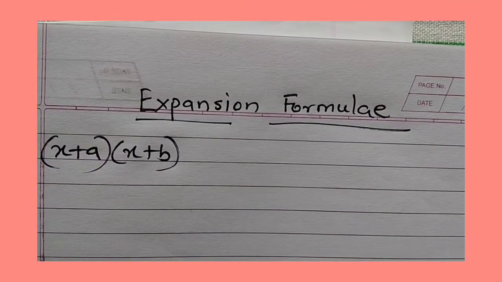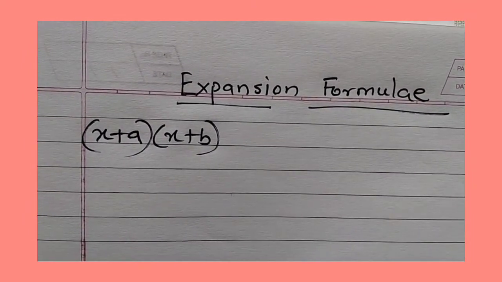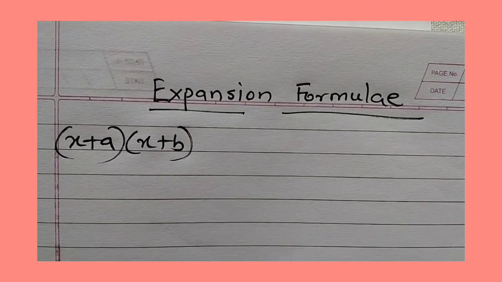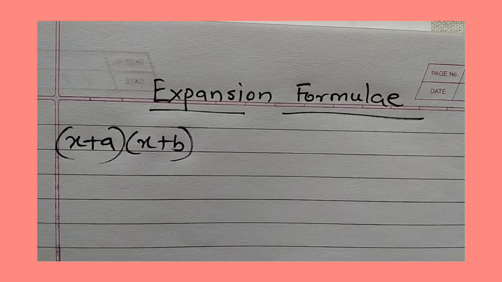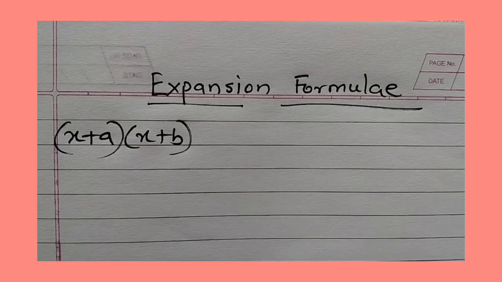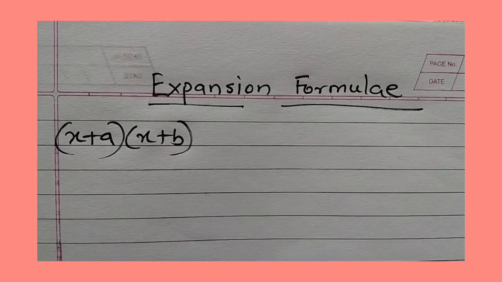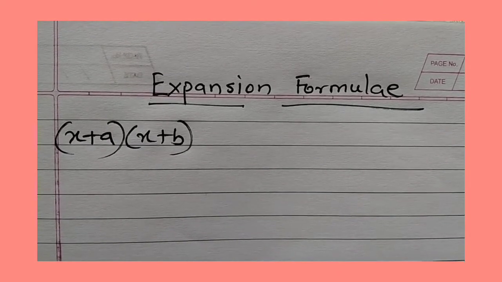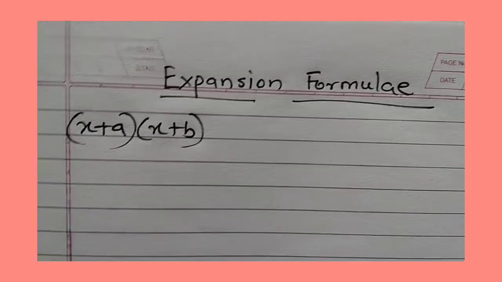Students, in the last video we have seen the main three expansion formulae which we use, that is, (a + b)² = a² + 2ab + b². The second one was (a − b)² = a² − 2ab + b². And the third one was (a + b)(a − b) = a² − b². Now let us see the next part of this chapter.